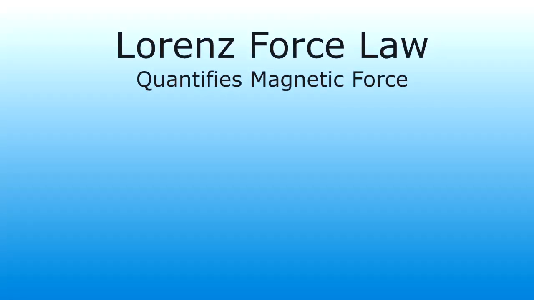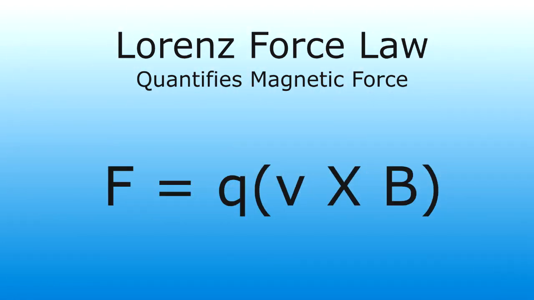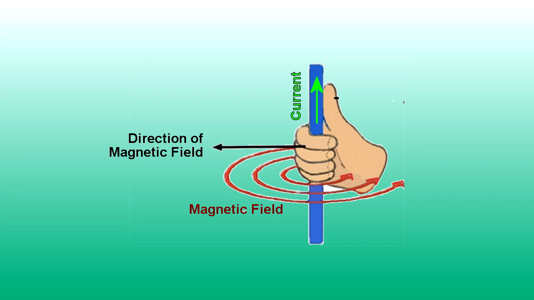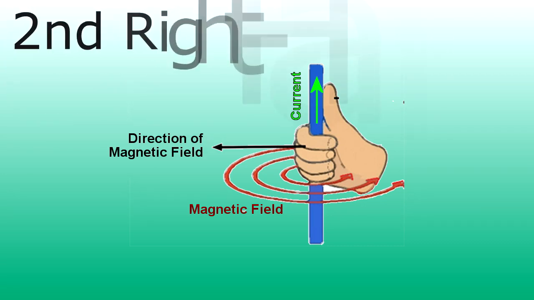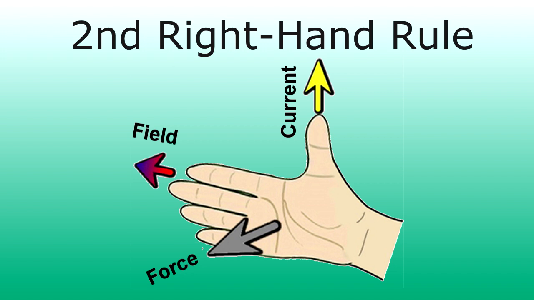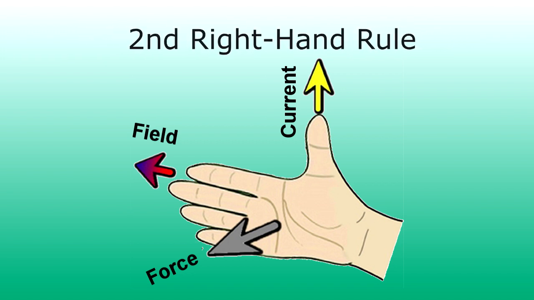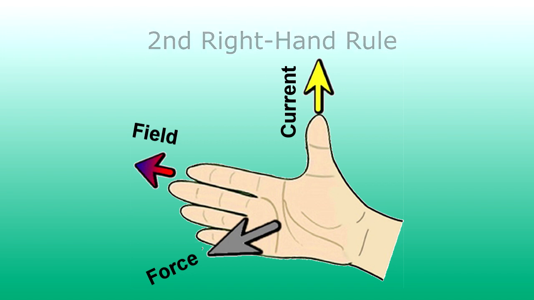And the Lorentz force law equation quantifies the magnetic force. When a charged particle moves through a magnetic field, it feels a Lorentz force F, which is the magnetic force, given by q, the charge, times the cross product of the velocity of the charge and the magnetic field. So to get a visualization of which direction the force is created from the current or the moving charge and the magnetic field, this is the second right-hand rule. So hold out your right hand like this image. The current or the moving charge is going in the direction of your thumb, the magnetic field is going in the direction of your fingers, and the force is coming out your palm.